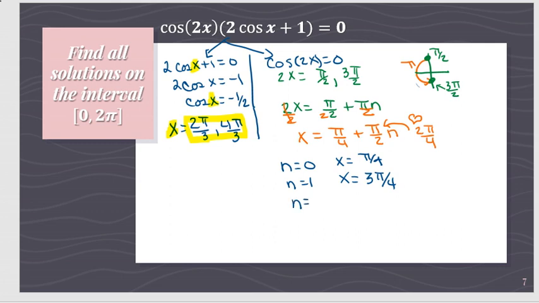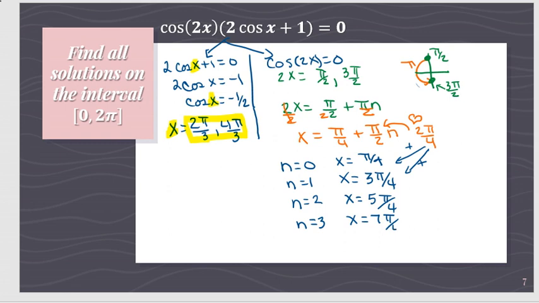When n is 2, that means I'm going to add another one. This is where I'm adding them. Plus, plus, to get my next number. So x equals 2 plus 3 makes 5. 5 pi over 4. 5 pi over 4, we're not near the end yet, are we? I don't think so, because we can go to 8 pi over 4. So n equals 3. x equals 2 plus 5 is 7.